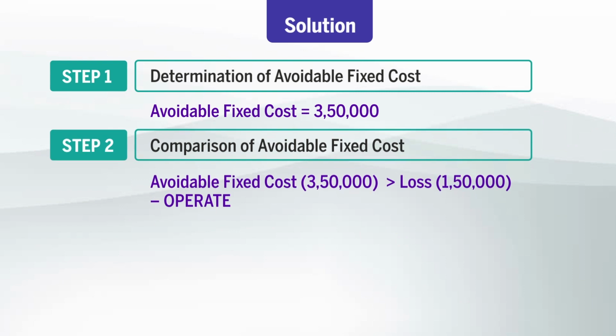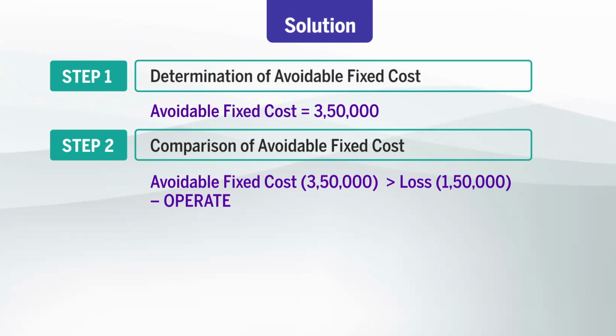Now, the second step is comparison of avoidable fixed costs, if the firm shuts down the plant. So, here our firm is thinking to shut down the plant. The avoidable fixed cost is ₹3,50,000 as per step number 1, to be compared with the loss currently incurred by the company. The loss currently incurred is also given in the example. It is ₹1,50,000. Here we compare it.